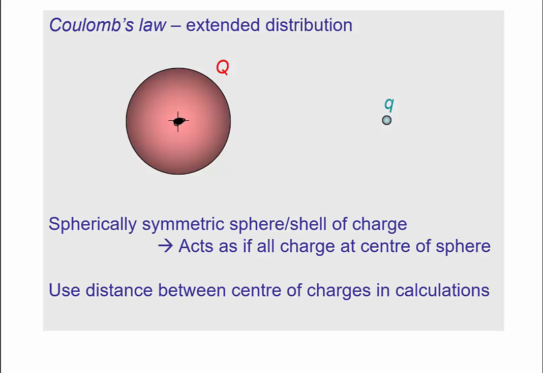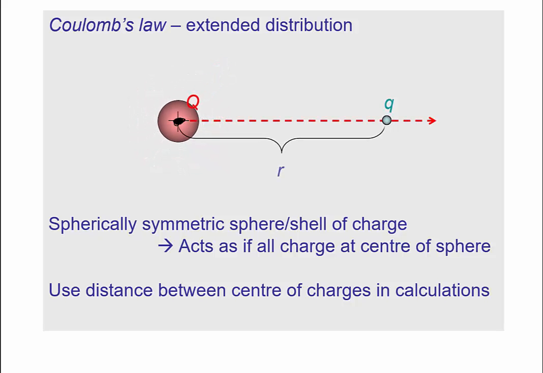Just to recap, a spherically symmetric sphere or shell of charge acts as if all the charge were at the centre of the sphere, and so in calculations like Coulomb's law, we use the distance between the centres of the charges as the value of r that we're interested in. So we pretend that it's just a point charge.